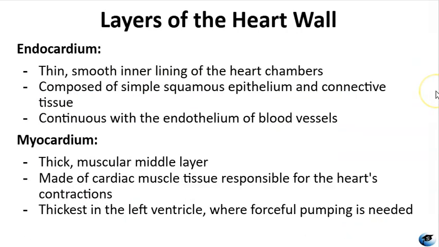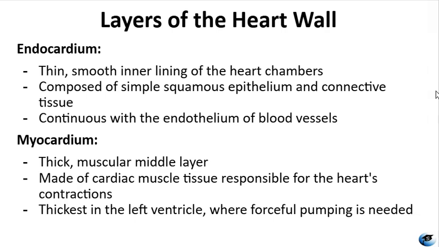We discussed briefly the layers of the wall. Let's talk about those in just a bit more detail because it's important for you to know each layer of the heart wall and what their unique structure and functions are going to be. So the endocardium, again, that's the thin, smooth inner lining that coats the heart chambers. The endocardium is composed of simple squamous epithelium and connective tissue, and this makes a slick surface that reduces friction as blood is flowing through the heart itself.